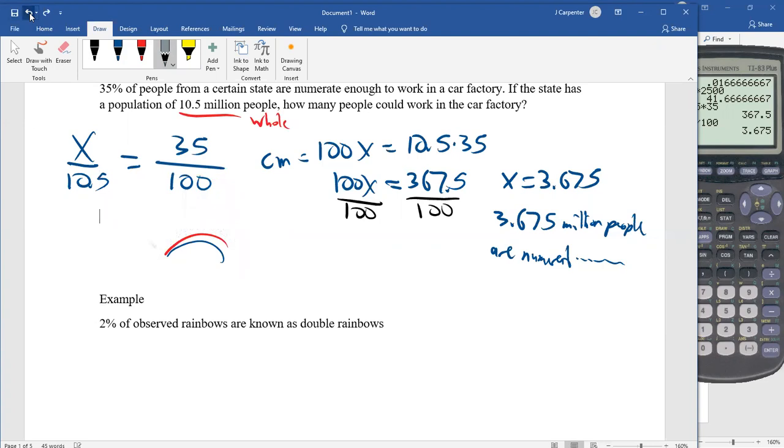But anyways, that's a double rainbow. Instead of just one, it's 2. So 2% of observed rainbows are known as double rainbows, and you might not see the whole second one, but part of the second one can at least be seen. So if someone observes, let's go with 150 rainbows, how many do they expect to be double rainbows? You're going to take 5 minutes and try that out, and then we'll go over it.